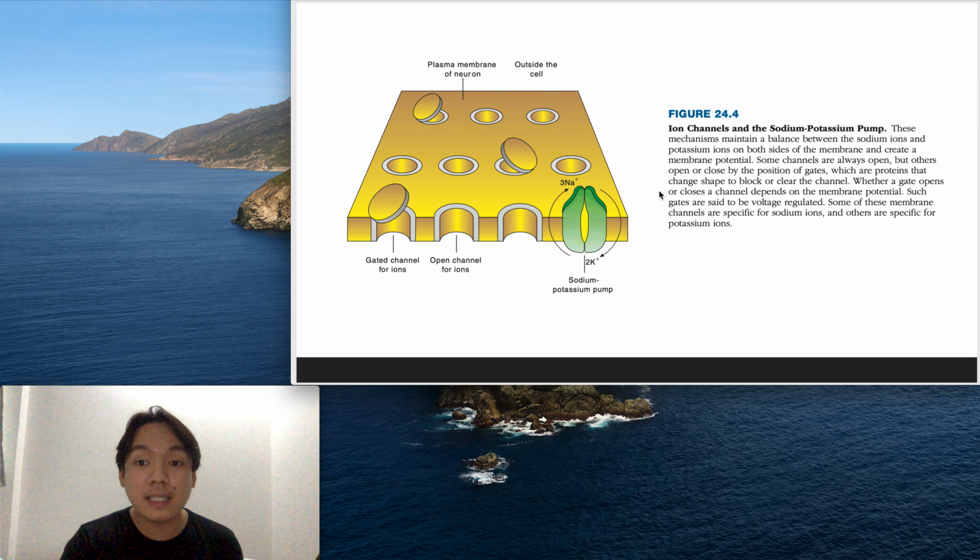So we have these ion channels and the sodium-potassium pump. We have to maintain the balance of sodium and potassium on both sides of the membrane, and thus it creates a membrane potential. Some channels are open, but others are opened or closed by the position of their gates. Whether a gate opens or closes a channel depends on the membrane potential. Such gates are voltage regulated. Some of these channels are specific for sodium ions alone, and others are specific for potassium ions.